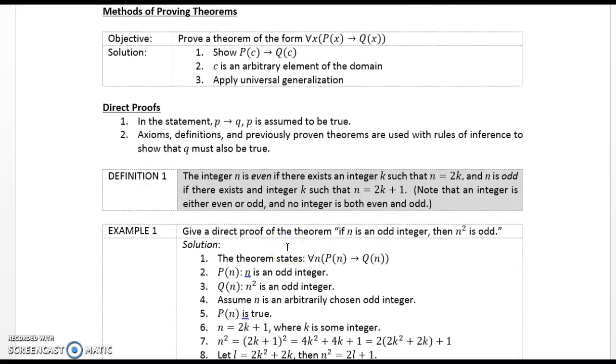Methods of proving theorems. The objective is to prove a theorem of the form for all x, p of x implies q of x. Show p of c implies q of c, c is an arbitrary element of the domain. Apply universal generalization. Direct proofs. In the statement p implies q, p is assumed to be true. Axioms, definitions, and previously proven theorems are used with rules of inference to show that q must also be true.